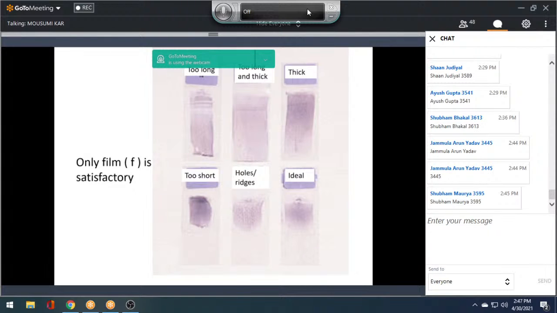Okay, so if your peripheral smears look like this, at least know what is wrong, accept it, and tell the mistakes and how an ideal one should look. So, can anyone summarize how an ideal smear should look? Features of an ideal smear.